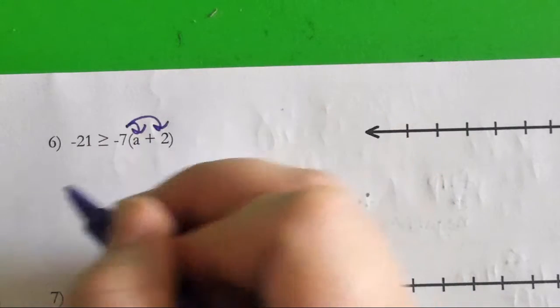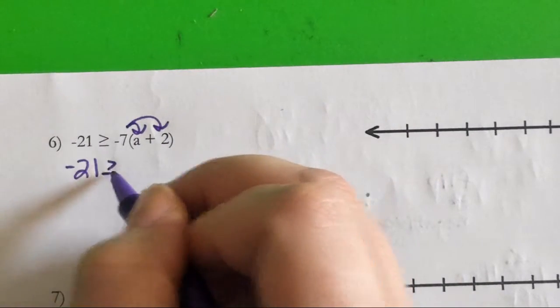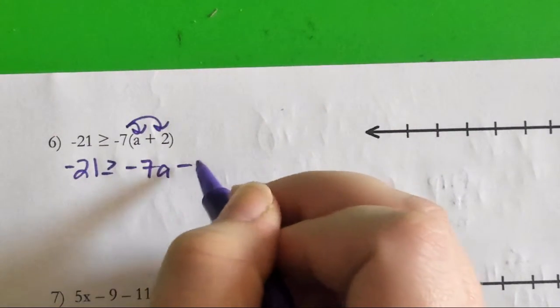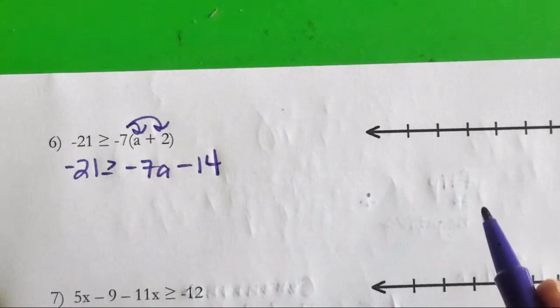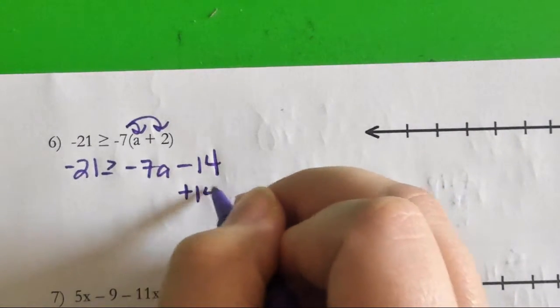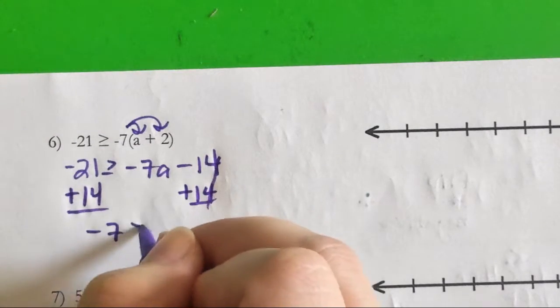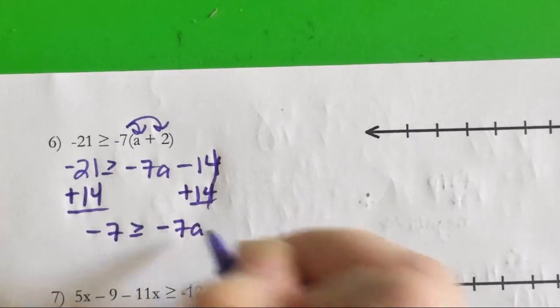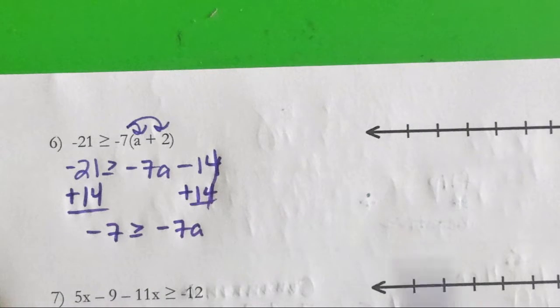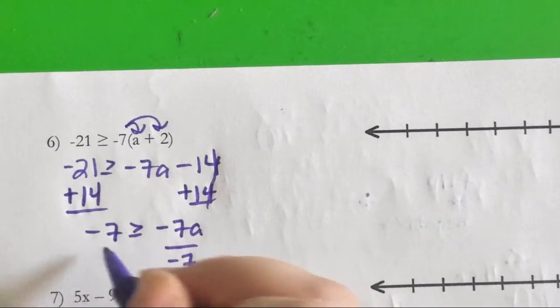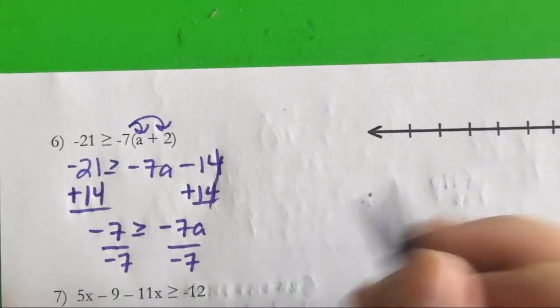Okay, if we distribute that -7, we have -21 is greater than or equal to -7a minus 14. Now what? Add 14 to both sides. We'll have -7 is greater than or equal to -7a. Now what? If we divide by -7, what is our final answer?